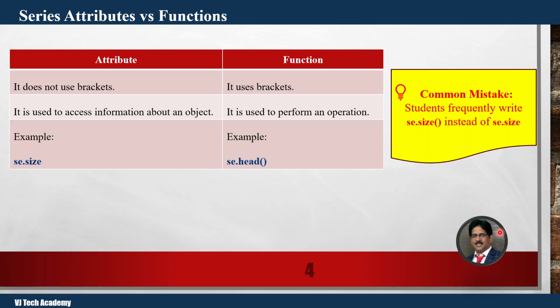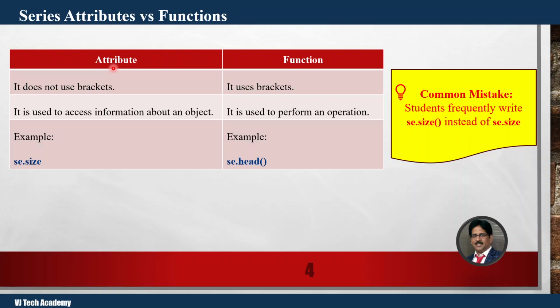First, we have to understand the difference between series attributes and functions. An attribute does not use any kind of bracket, whereas a function makes use of brackets. Fine? What does it mean? We have studied so many functions in Python so far, like input, print, head, tail, sort_values, and many more. And you see that each function ends with parentheses.